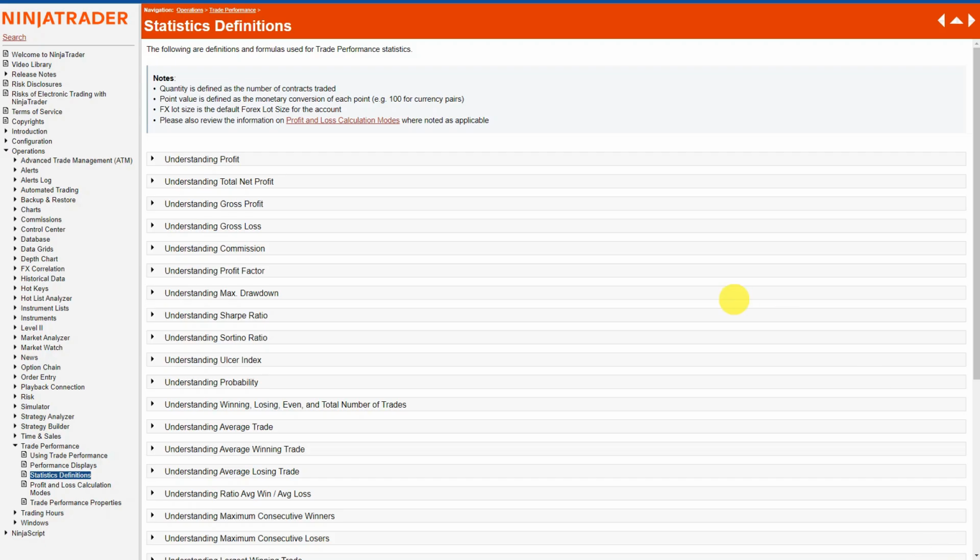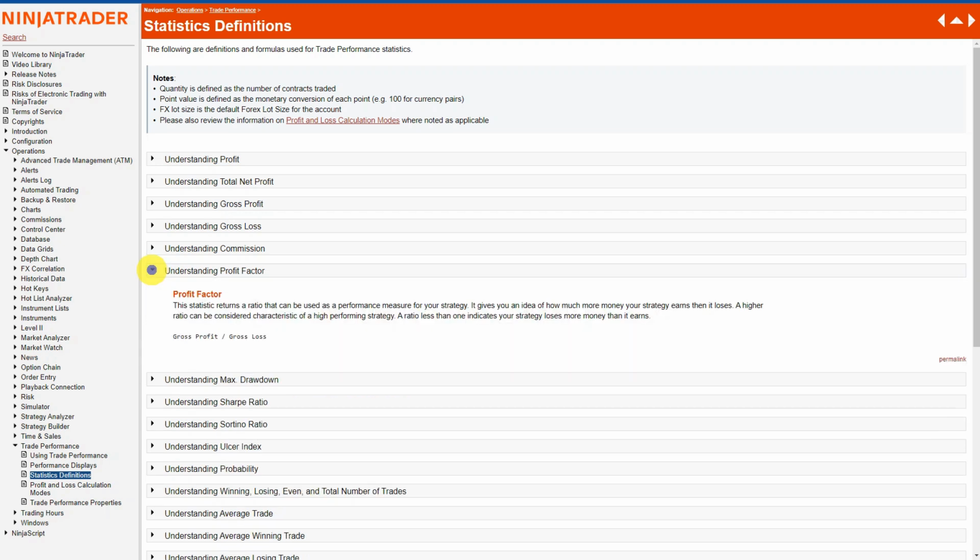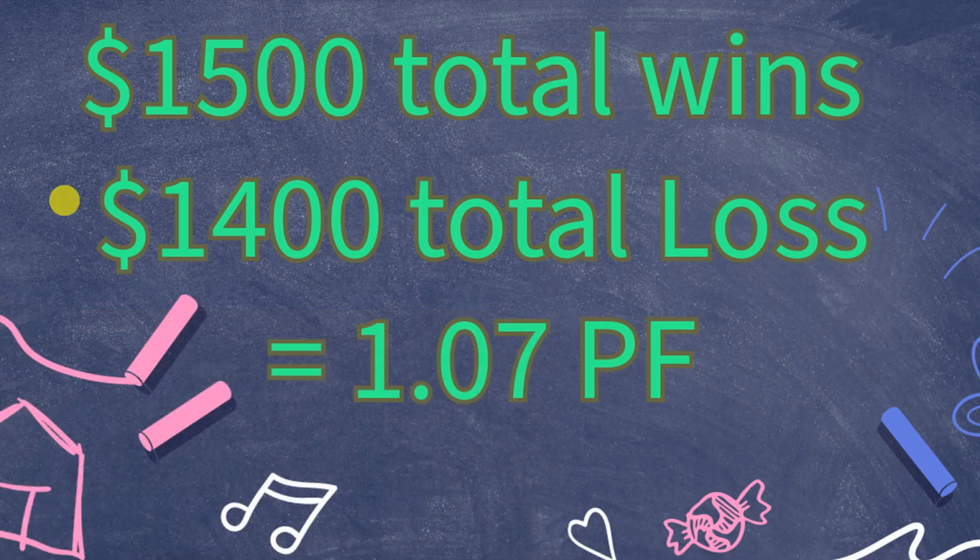So let's see what NinjaTrader says about profit factor. It's here on their website, and it's a ratio. It gives you an idea how much more money your strategy earns than what it loses. A ratio that is less than 1 indicates that your strategy loses more money than it earns. So if you had $1,500 in total wins and $1,400 in total loss, you would take the $1,500 divided by the $1,400. This would give you a profit factor of 1.07.